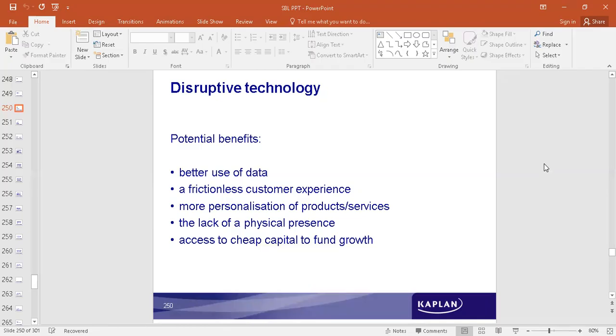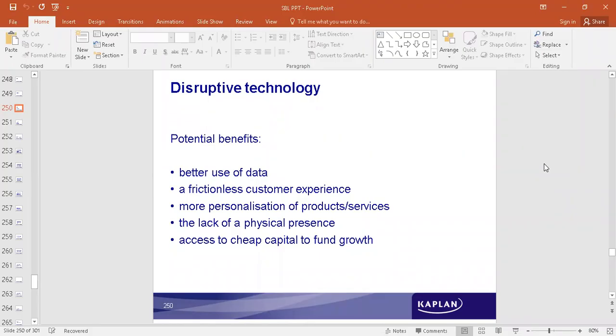What are the potential benefits of disruptive technology? Better use of data, a frictionless customer experience, because it is able to understand the customer's expectations very easily. More personalization of products and services. The customization can be taken up because they are now all connected very easily through customer relationship management. Customers are connected to the suppliers through the technology.